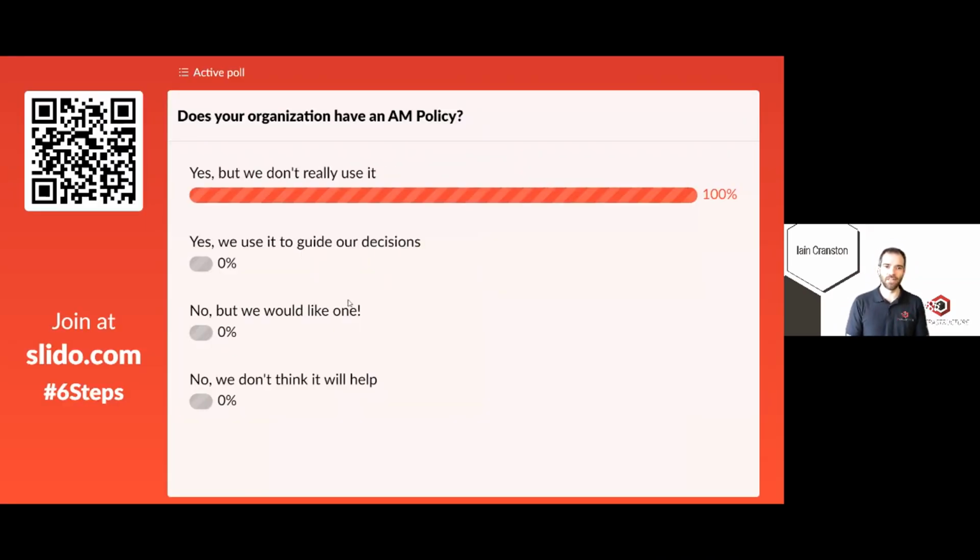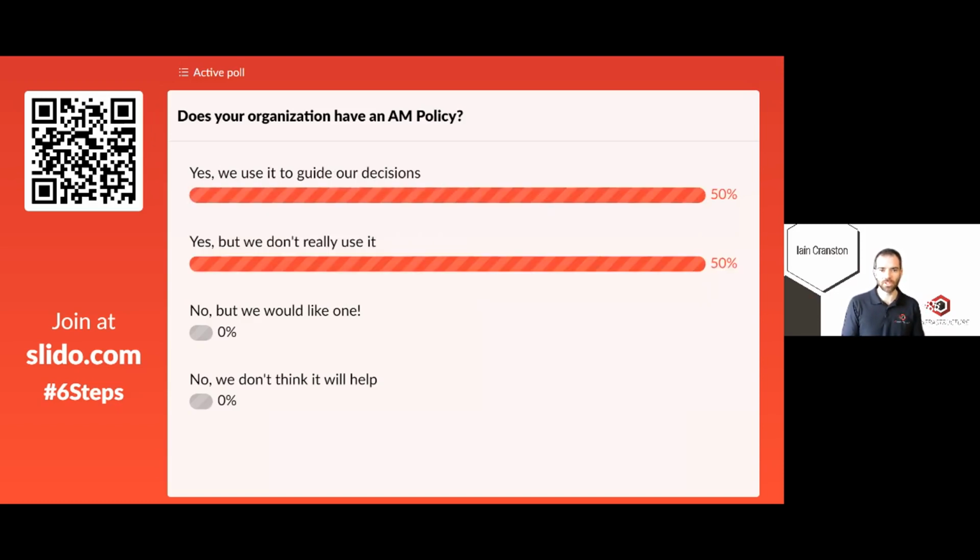So here's the first poll question. Does your organization have an asset management policy? Go to slido.com, hashtag 6steps, and put in your responses there. Yes, we have one, but we don't really use it. Yes, we've got it and we use it to guide our decisions. No, we'd like one. No, we don't really think it would help. So what have we got here in the group? A cross-section of different people from around the world, as well as different organization types. Keen to hear what stage you're at.